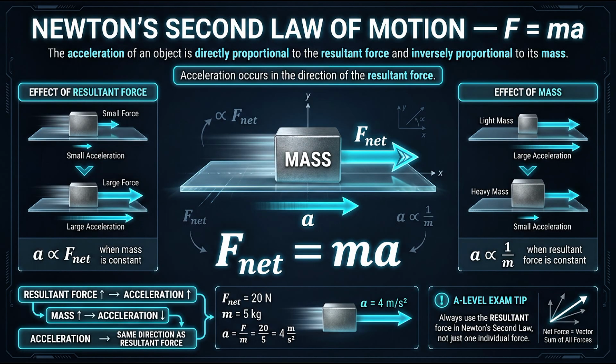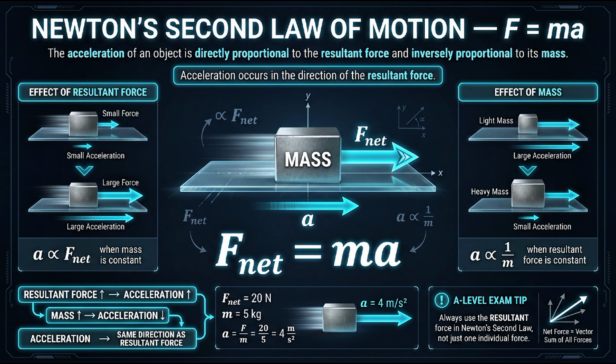Newton's second law of motion explains how the motion of an object changes when a resultant force acts on it. It is one of the most important laws in mechanics and is represented by the equation F equals ma. More precisely, the equation is written as F net equals ma, where F net is the resultant or net force acting on the object, m is the mass of the object, and a is its acceleration.